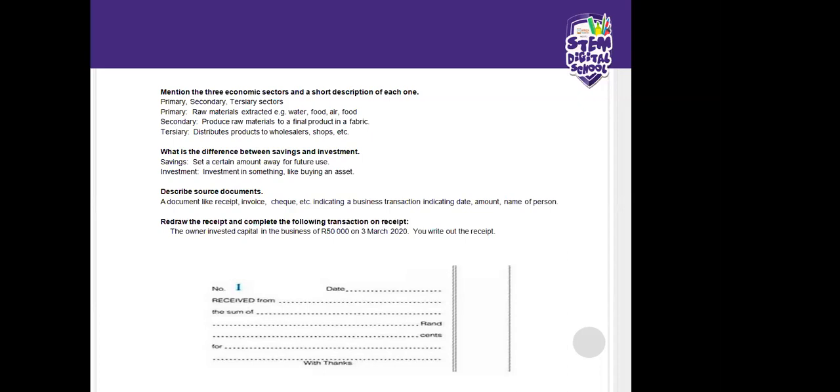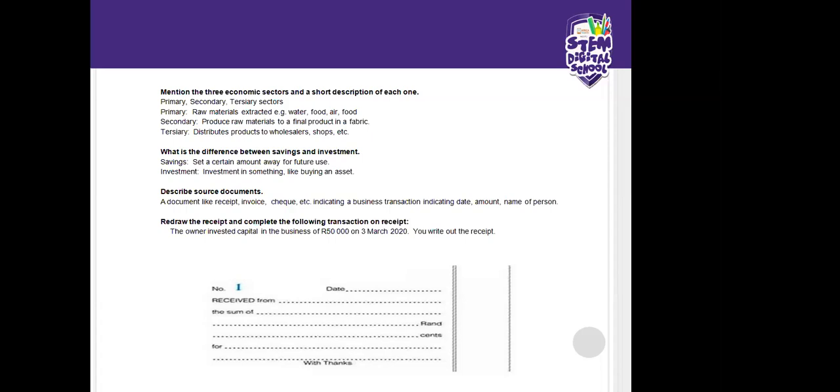Where you see date, you should write in the date 3 March 2020, 1 mark there. Received from the owner, because you don't know who the owner is. I didn't give you a name. So with received from, you must write the owner for another mark. The sum of, and then in words, you need to write out 50,000 Rand, another mark.